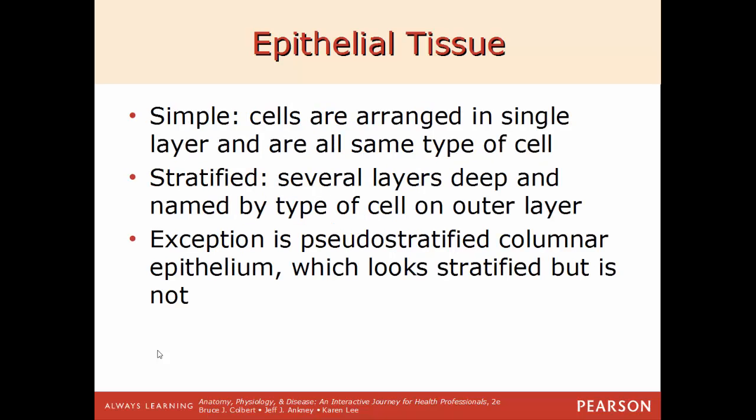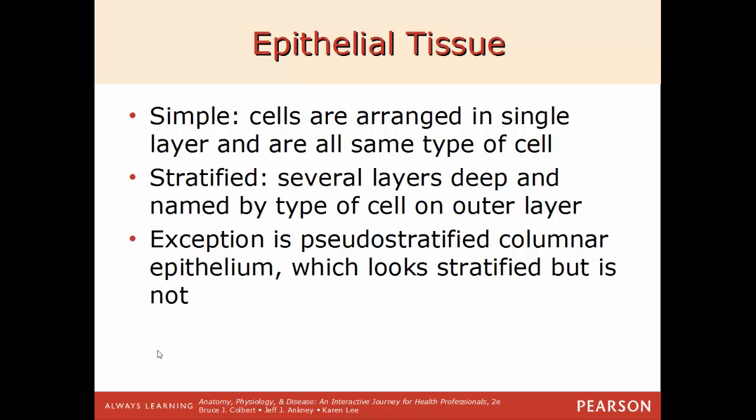And there are some terms that are used to describe how these are laid out. When cells are arranged in a single layer, that's called simple. So you can have simple squamous, simple cuboidal, simple columnar. So all simple references is how many layers of tissue there are. So simple is always a reference to one. If there's more than one, it's then called stratified. Think of stratus as another word for layer. So multiple layers of cells. So you can have stratified squamous, stratified cuboidal, stratified columnar.